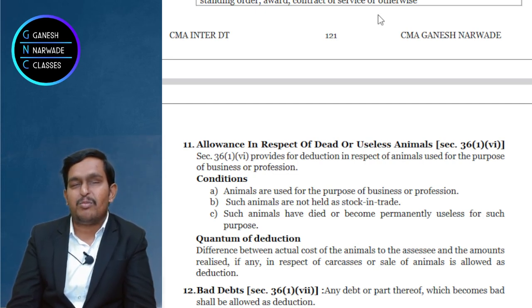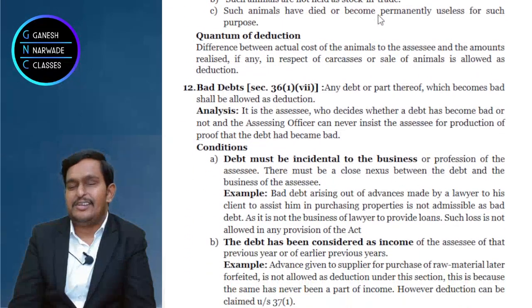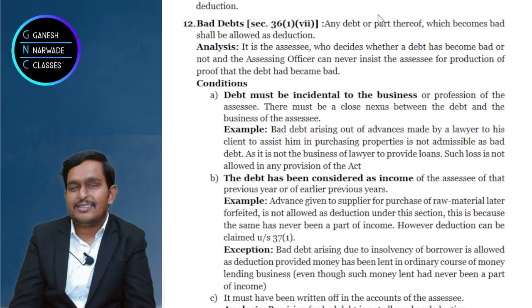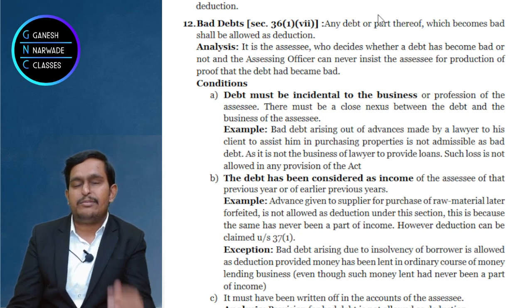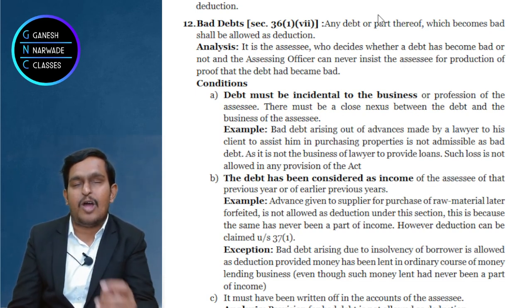Okay, shall we go to the next point? In relation to bad debts, what is bad debts? Is this word right, bad debts? The answer is yes, bad debts. Suppose you have given any debt to any customer, or you have sold some goods on credit, and the customer did not pay your money, then it becomes bad, correct? So that is called bad debt. For that you can claim deduction under section 36(1)(vii).